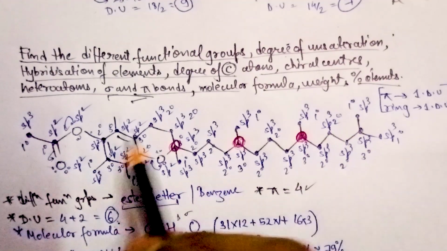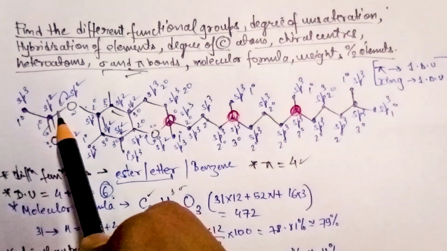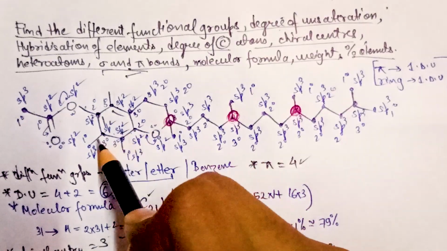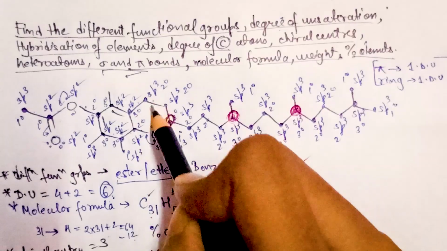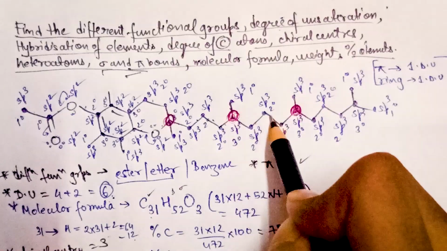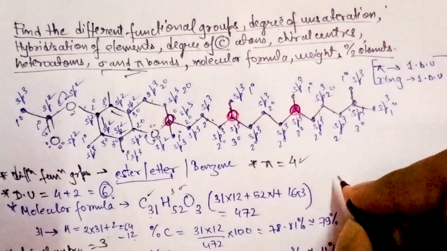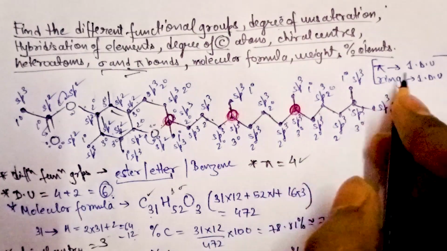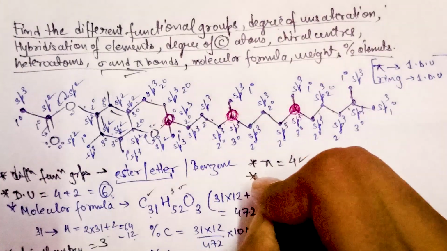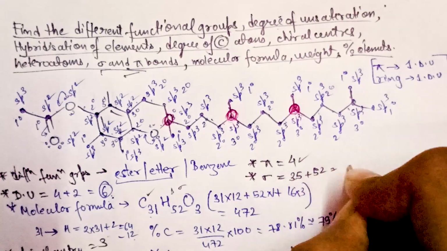Let us calculate the number of sigma bonds due to this carbon, and we'll find out that it is 1, 2, 3, up to 35. So the carbon sigma bonds, with carbon-oxygen also included, are a total of 35, and on adding the number of hydrogens we get the value to be 87.